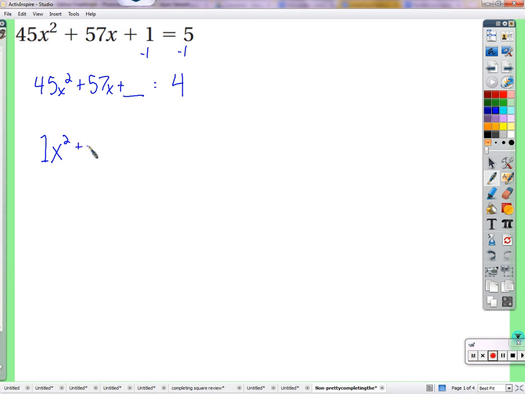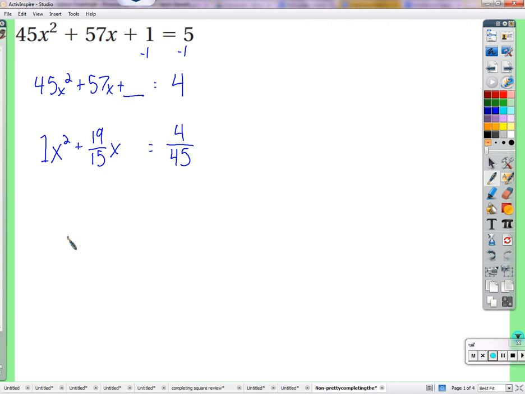Okay, so we get, let's see. If I divide 57 by 45, do they have anything in common? No. 57. Oh, wait, 3? Yeah, they do. 57 divided by 3 is what? 19 15ths x. Okay. And on this side we get 4 over 45. Divide everything by 45.